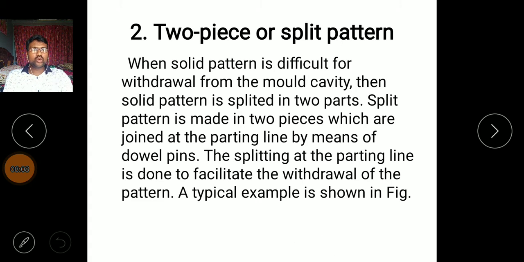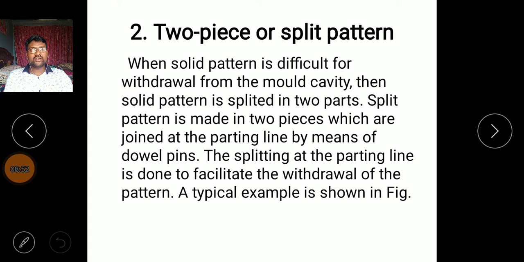Next, coming to two piece or split pattern. It is used when the complexity of the part increases. In case of a solid pattern, we use a two piece pattern for easy removal and placement. When a solid pattern is difficult to withdraw from the mold cavity, the solid pattern is split into two parts. A split pattern is made into two pieces which are joined at the parting line by means of dowel pins. The parting line is nothing but the interface between the drag and cope box.